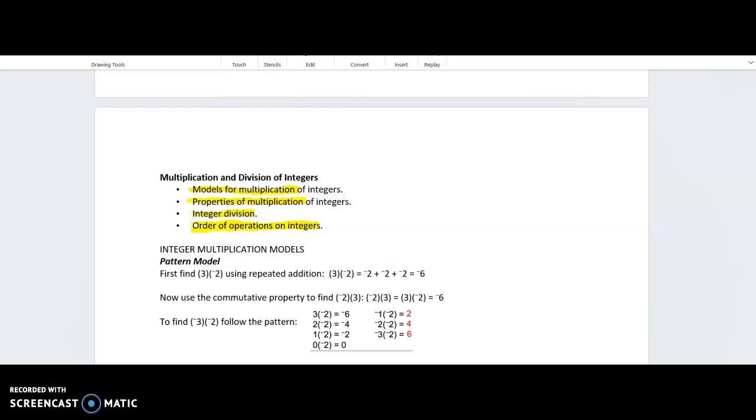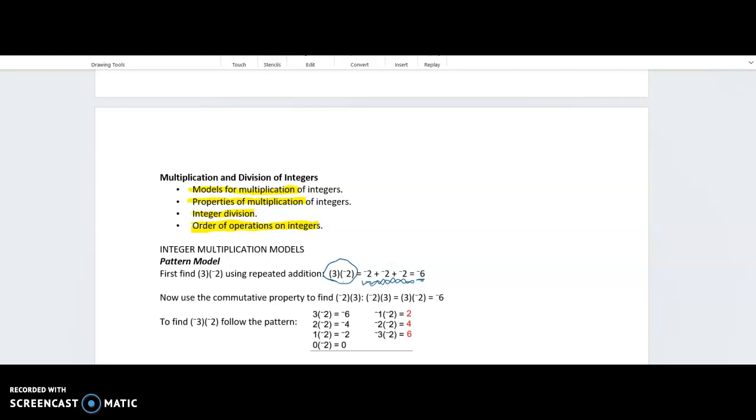First, we have integer multiplication. Looking at the pattern model here, it says we're going to find 3 times -2 using repeated addition. So when we look at multiplication, multiplication is just repeated addition. When I see 3 times -2, it's -2 plus -2 plus -2, which is -6. We have multiplication because it's like a shortcut, so we don't have to write out this big, long, repeated addition every time. We can use the commutative property to find -2 times 3.